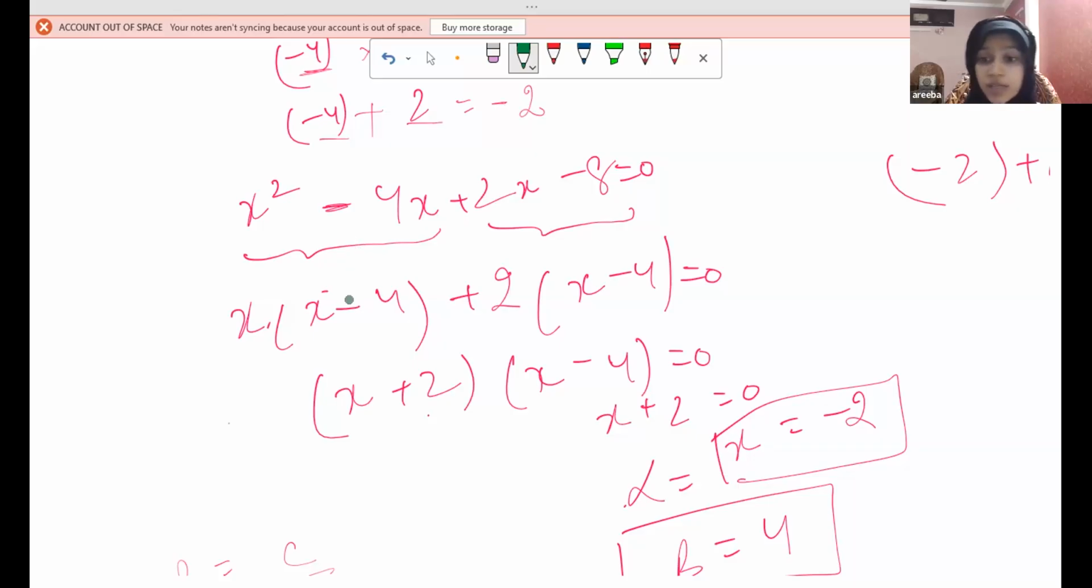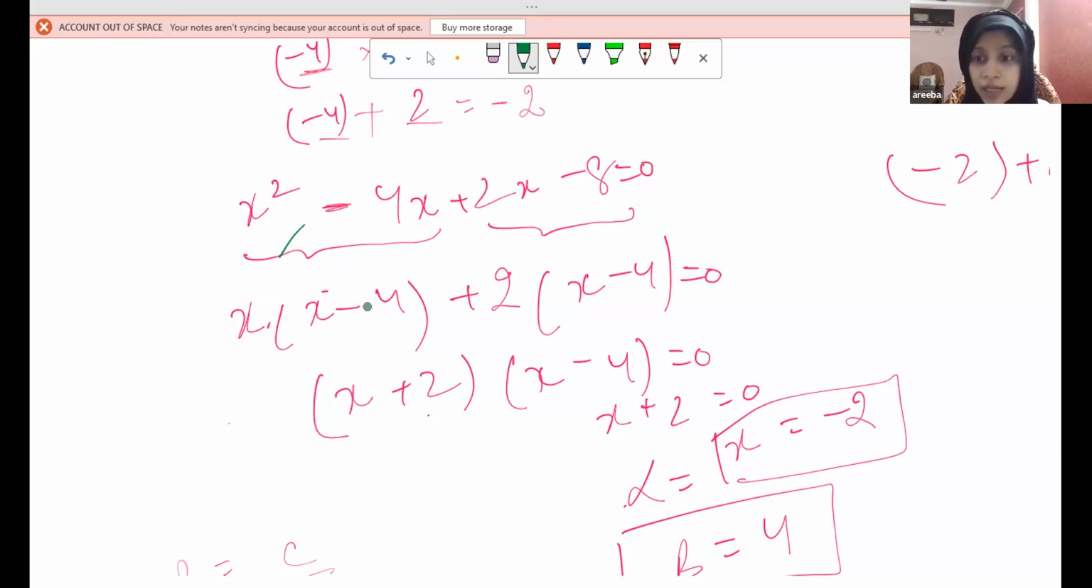Common means the variable or the number or the sign which is present in both the terms. I can see it is having two x's, right? x into x gives me x square. Now, x square minus 4x, that means both have at least one x. So I can take that as common. I am taking it out of the bracket.